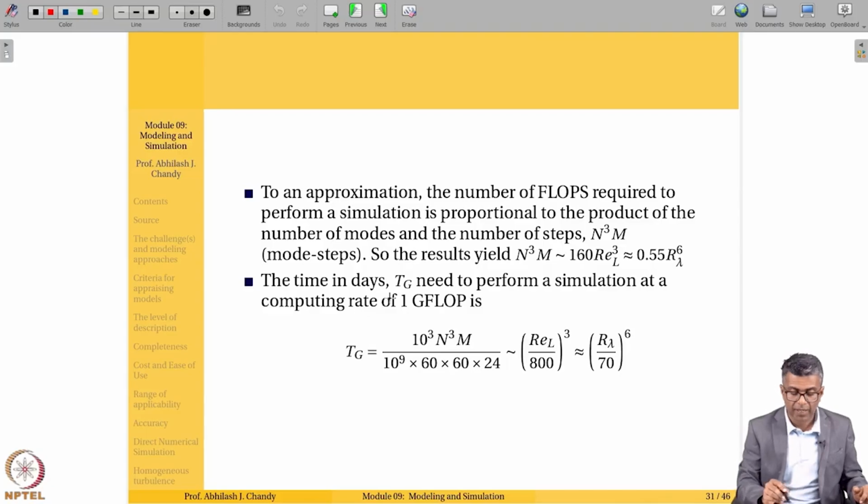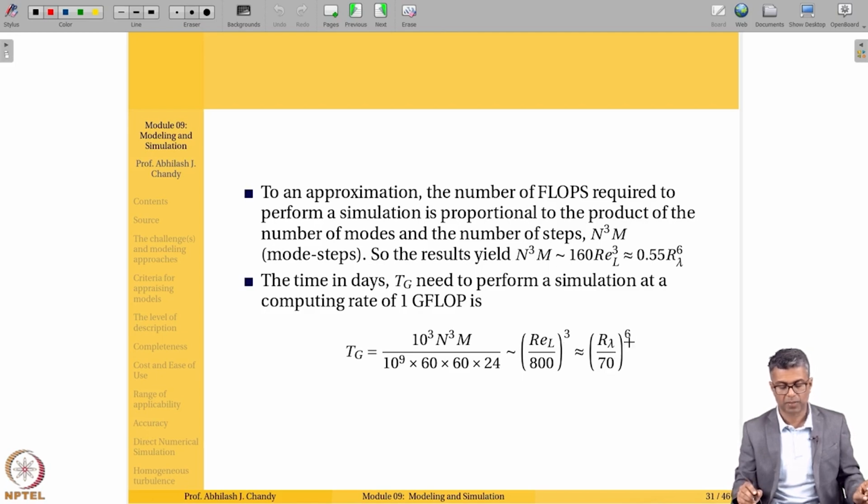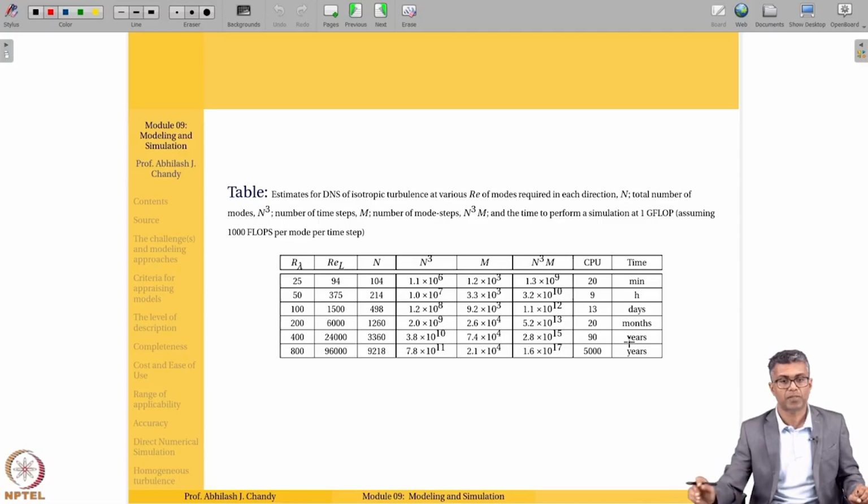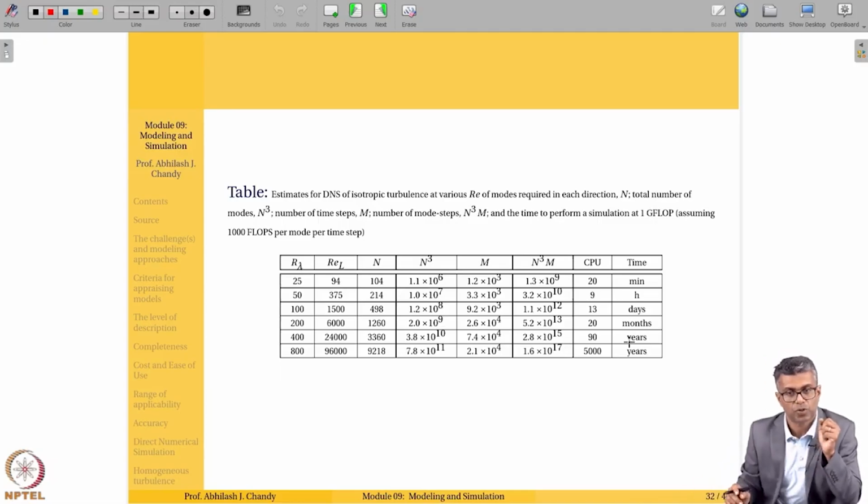So the time in days required to perform a simulation at a computing rate of 1 gigaflop is 10 cube n cube m divided by 10 to the 9, 60 times 60 times 24, isn't it? So that would be REL over 100 to the cube, or r lambda over 70 to the 6th. So this would be the time in days needed to perform a simulation at a computing rate of 1 gigaflop. And then that means this is what your estimate is. So you can look at a table here. This is on a gigaflop machine.